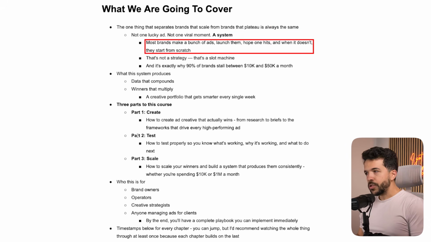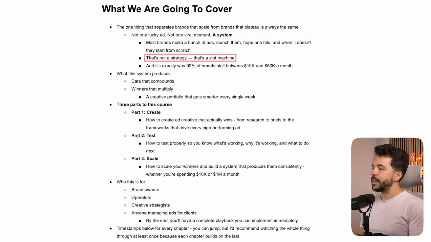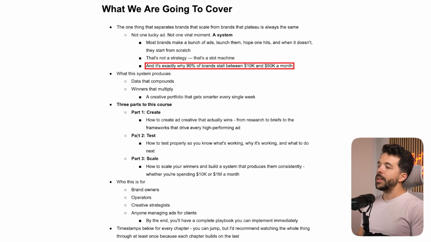Creating ads, launching ads, hoping something hits is not a strategy. It's literally the definition of a slot machine. It's a scratch off. It's nothing more than that. And it's exactly why 90% of brands stall between $10,000 and $50,000 a month on ads.